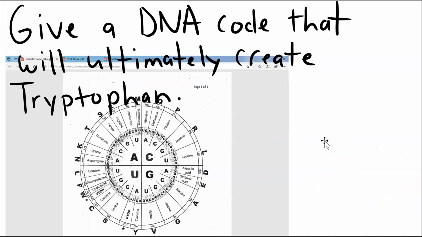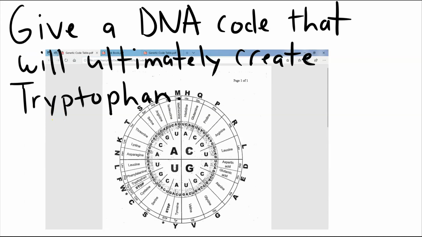Give a DNA code that will ultimately create tryptophan. So here we have to find where tryptophan is. So tryptophan is right here next to this stop.